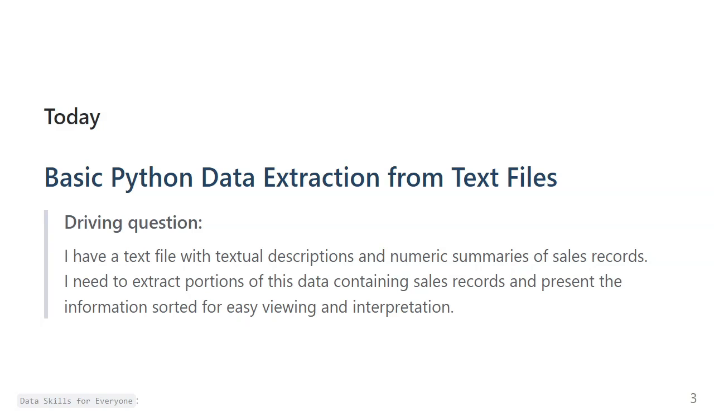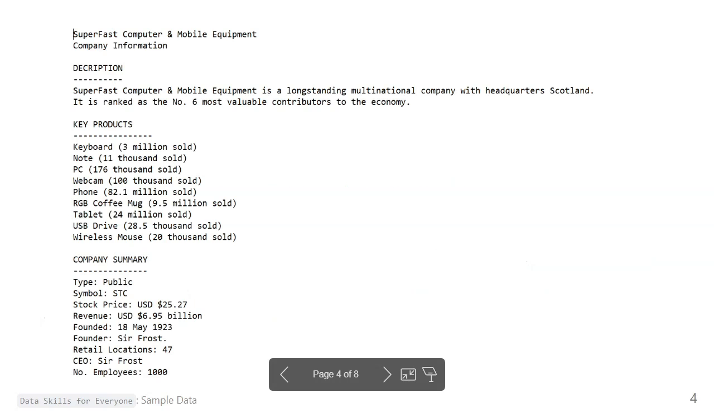This is Data Skills for Everyone and we are still looking at basic text processing, how to handle text data with confidence. In this tutorial, we have a text file that contains several pieces of information and our goal is to extract a small piece of this information, perform some operations on it and then present the results. The text file we are going to work with looks something like this.